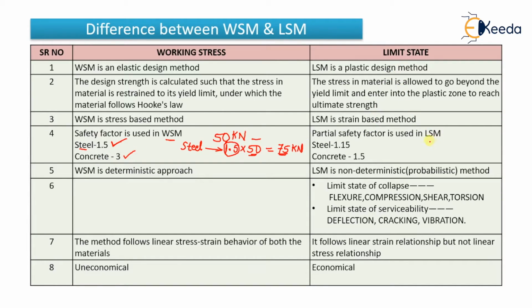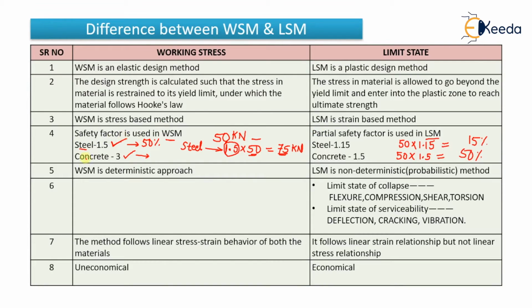But in case of limit state method of design, if it is a steel structure we will multiply it by 1.15. For example, the load is again 50, so we multiply it by 1.15, which means a 15% increase for a steel structure, and if it is a concrete structure then we multiply it by 1.5, that means a 50% increment. But in case of WSM, for concrete it is almost 3 times, means 300%. Okay, so these are known as factor of safety or safety factors or partial safety factors.